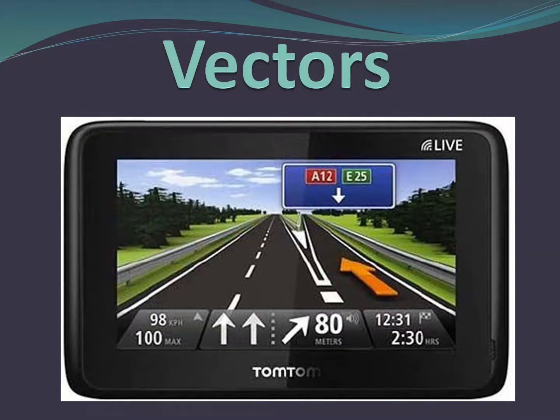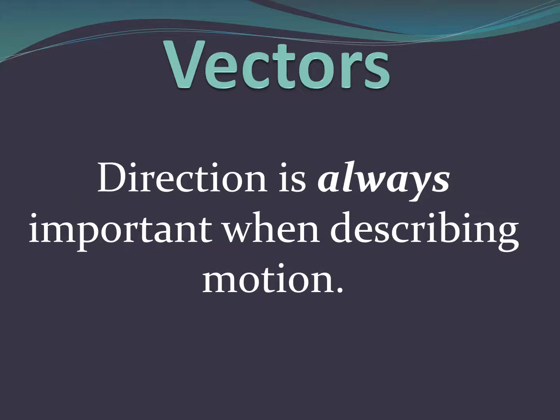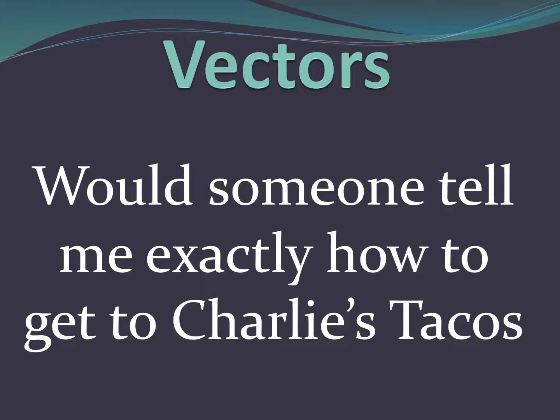So now when you look at a GPS, you might look at it a little bit differently now that we learned vectors and scalars. So for example, down here where it says 80 meters, well, we have a scalar quantity, but we also have a direction. It's telling me to go to the right. So have you ever used a GPS device? Direction is always important when describing motion. So how could you get, let's say, to Charlie's Tacos? Or if you're watching this video from somewhere else, how would you describe to somebody how to get to a different place?